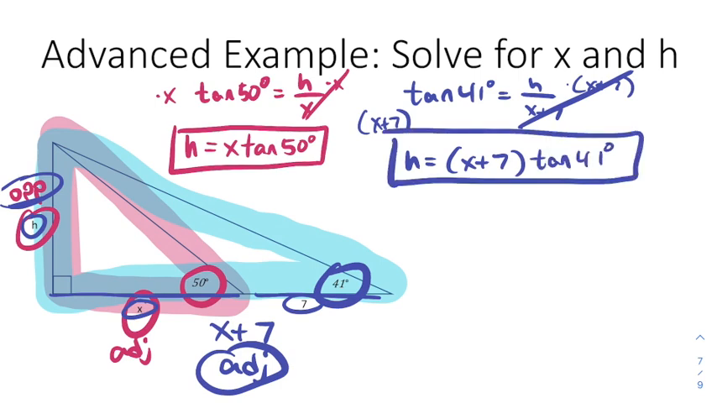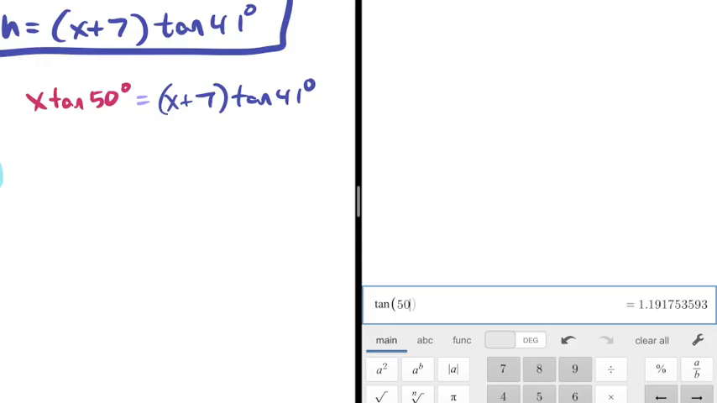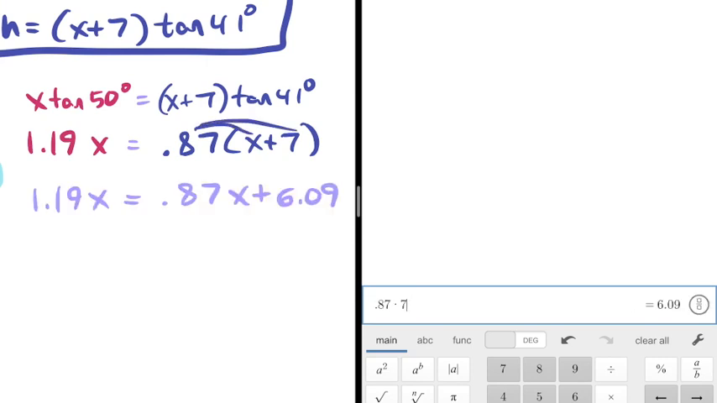And now that I have two different equations equal to h, I can actually set them equal to each other to try to solve for x. And the way that I'm going to do that is by turning these tangents into decimals and then manipulating the equations. The tangent of 50 is 1.19, and the tangent of 41 is 0.87. Once I get those tans out of there, this problem looks a little bit easier. I can now distribute this 0.87 to get 1.19x equals 0.87x plus 6.09.